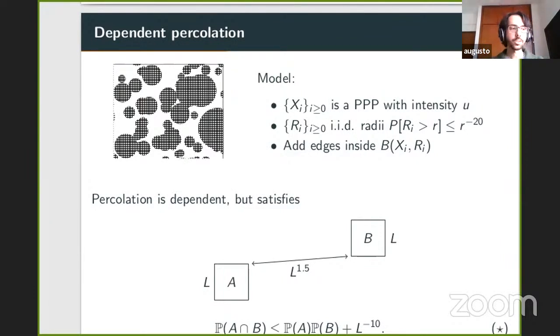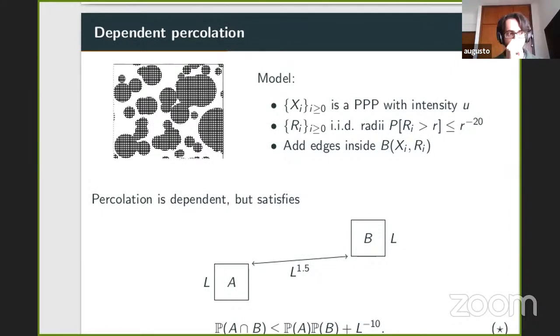Imagine that you have the lattice Z2, but instead of opening and closing edges independently, we are going to do it in a dependent way. We first pick centers of balls in the whole plane according to a Poisson point process. Imagine the floor after a rainy day, with little droplets around. But each drop will start to grow to a random radius. These radii are i.i.d.